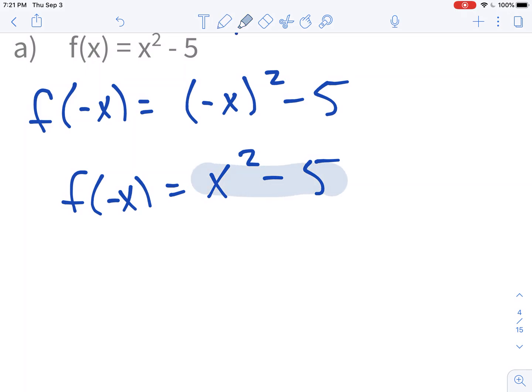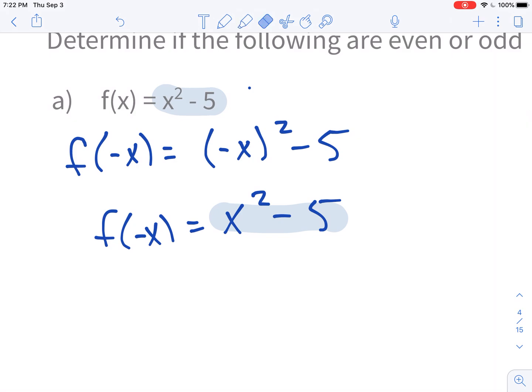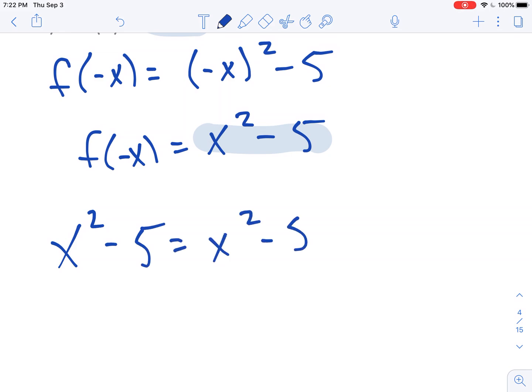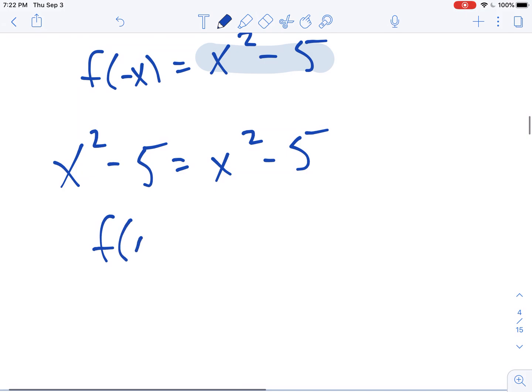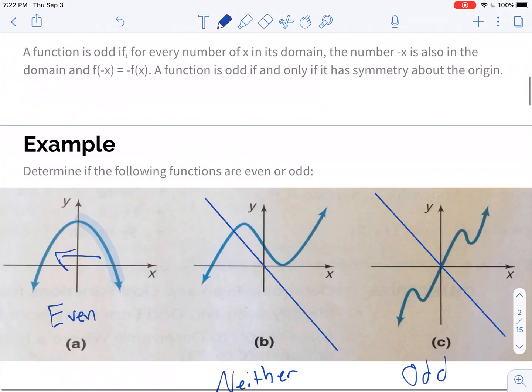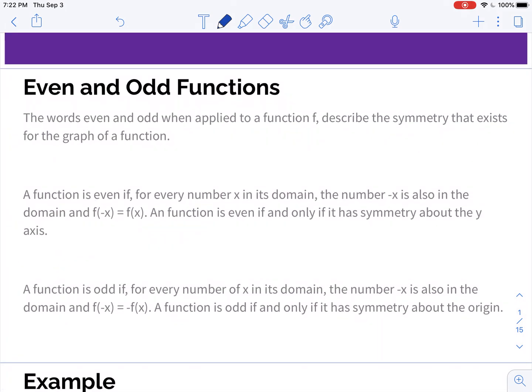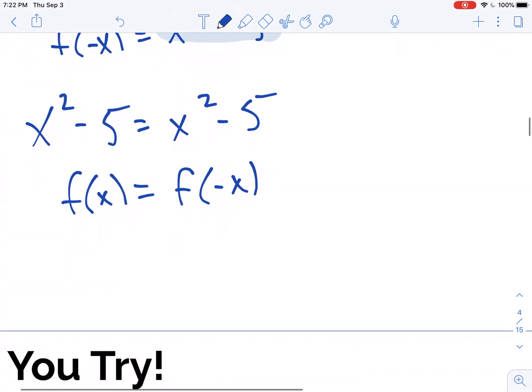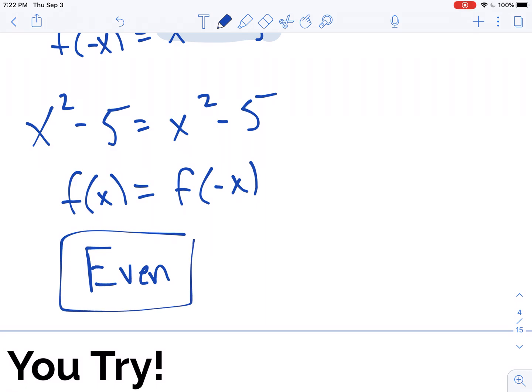Now notice, x squared minus 5 and x squared minus 5 are the exact same function here. We can all agree that x squared minus 5 is equal to x squared minus 5, which means that f of x is equal to f of negative x. And if we go back up to this slide up here, we see that a function is even if f of negative x is equal to f of x. And I've written that same thing down here. So that means I'm looking at an even function. Once we know a function's even, we know it's not odd. I don't have to do any tests for odd functions. I just know that I'm looking at an even function.